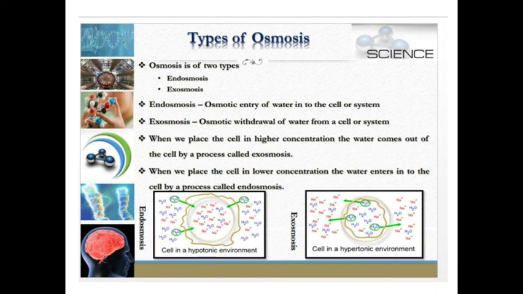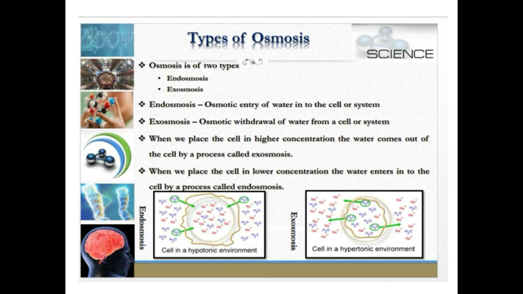Types of osmosis. There are two types of osmosis, endoosmosis and exoosmosis. As I have already mentioned, endo means from outside to inside, exo means from inside to outside. So endoosmosis is the osmotic entry of water into the cell. Exoosmosis means osmotic withdrawal of water from the cell.